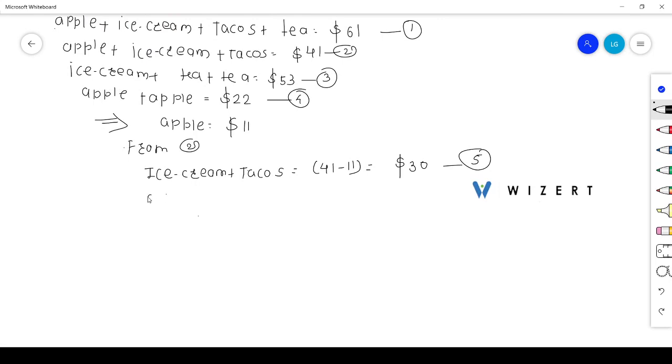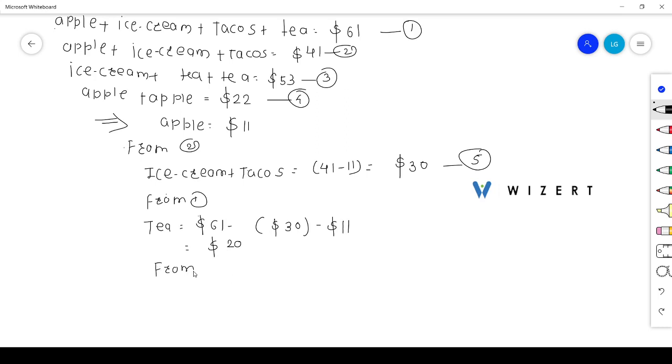Now from 1, tea will be $61 minus $30 minus $11. So it is $61 minus $41, that is $20. So cost of tea is $20.